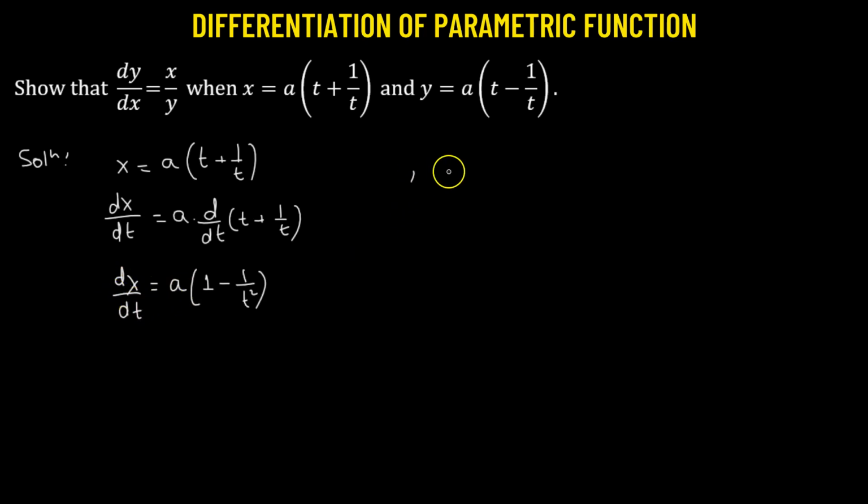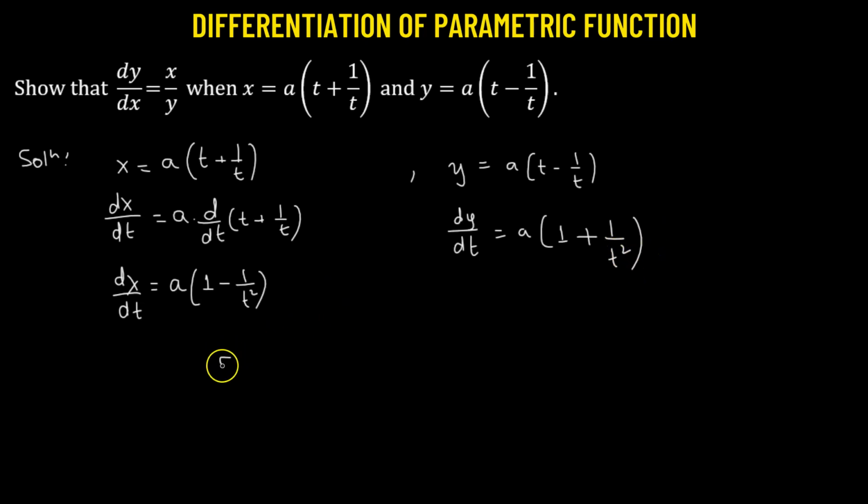Fine. Now we'll come to our function y, which is given as a multiplied by t minus 1 over t. We'll take the derivative on both sides with respect to t. This gives us the derivative of y with respect to t equals a multiplied by the derivative of t with respect to t, so that's 1. The derivative of 1 over t is negative 1 over t squared. Since we already have a minus sign here, this will become 1 over positive t squared.